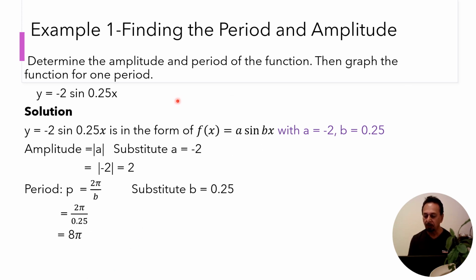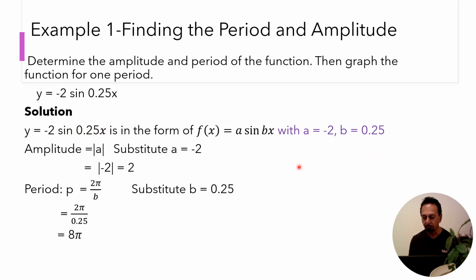Example 1, finding the period and the amplitude. Determine the amplitude and period of the function, then graph the function for one period. Here is the equation, y equal to minus 2 sine of 0.25x. This is of the form f of x equal to a times sine bx. So a is negative 2 and b is equal to 0.25.